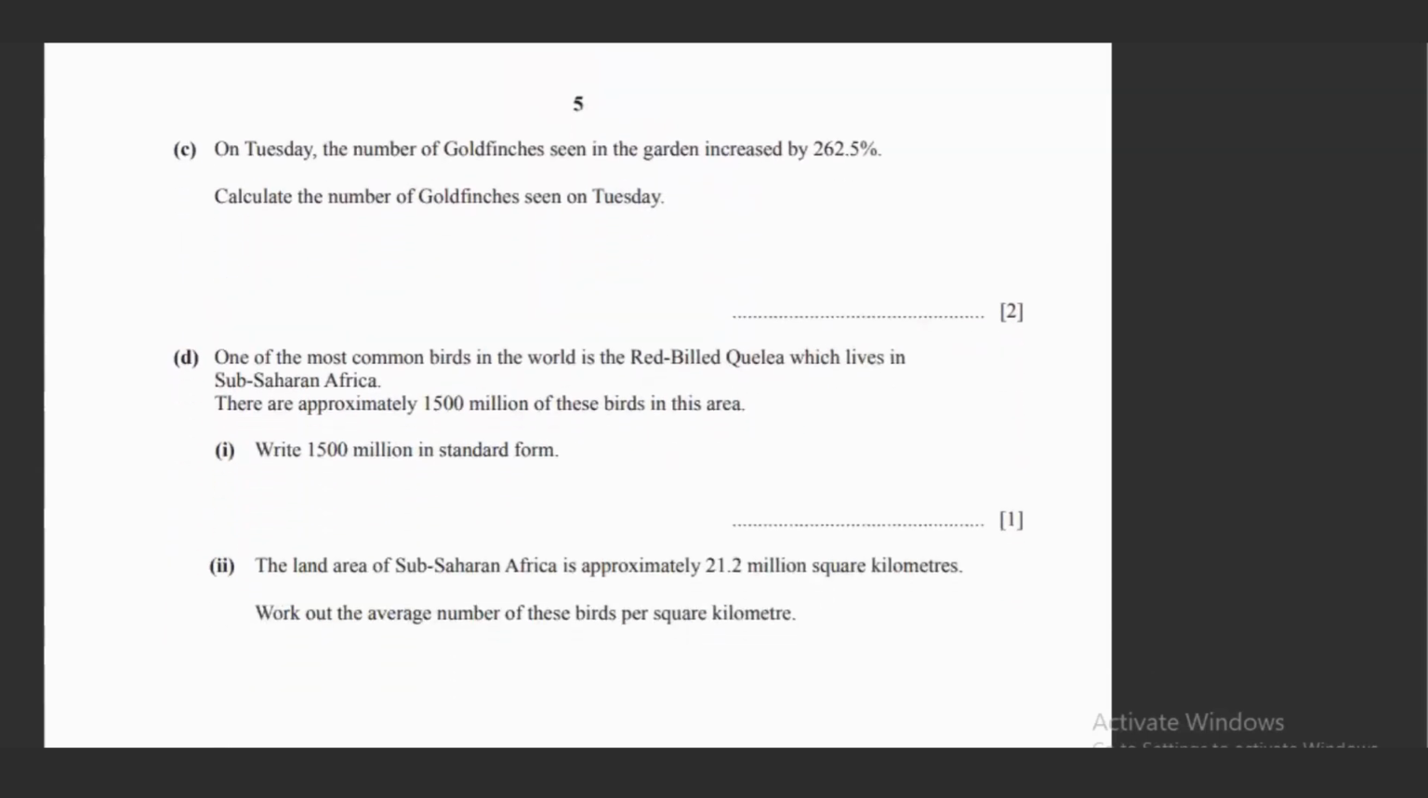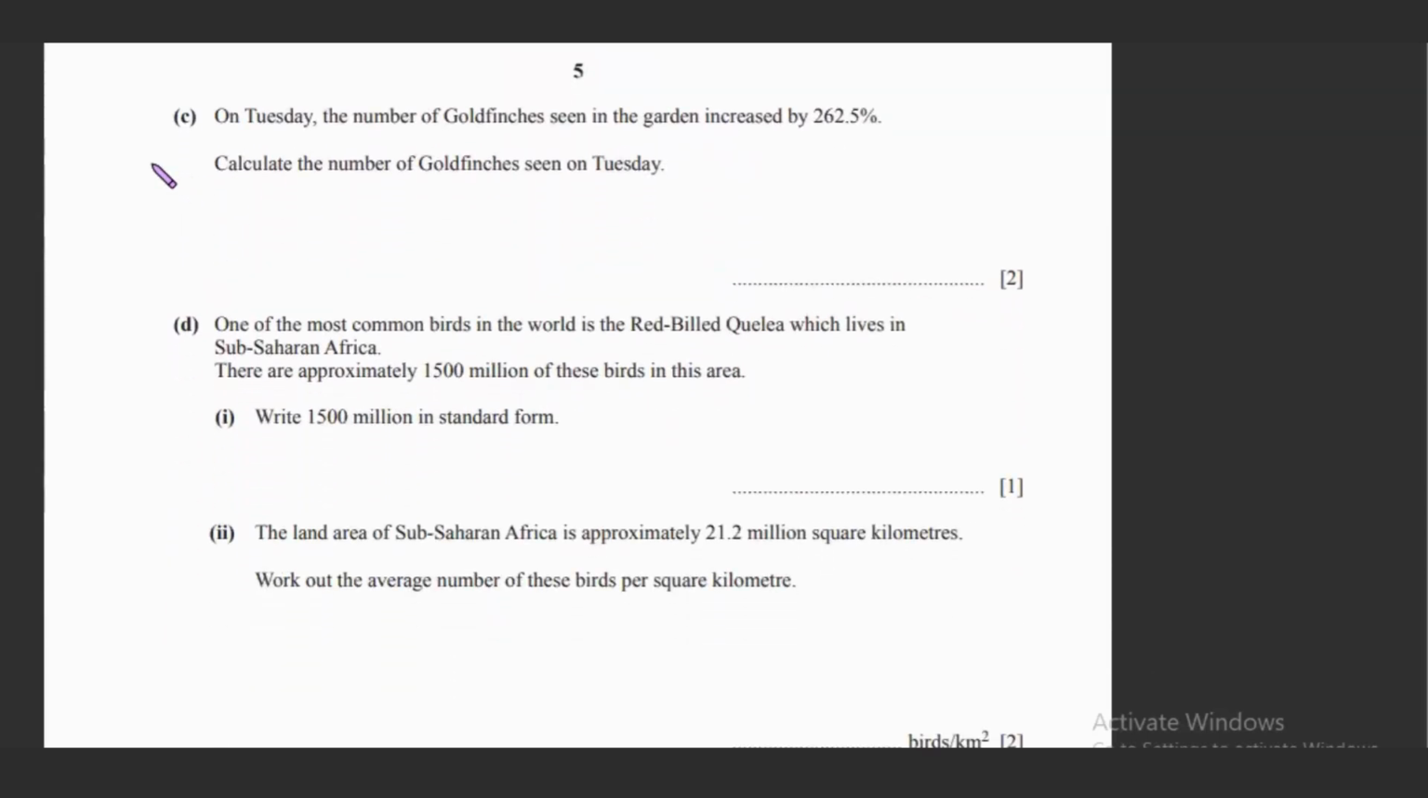Let's move on to the next one, question C. On Tuesday, the number of goldfinches seen in the garden increased by 262.5%. Calculate the number of goldfinches seen on Tuesday. In this case, the amount by which it has increased is given to us, and we already know how many goldfinches there were at the beginning, which was 8. We need to calculate how many were seen on Tuesday, that means after the increase.